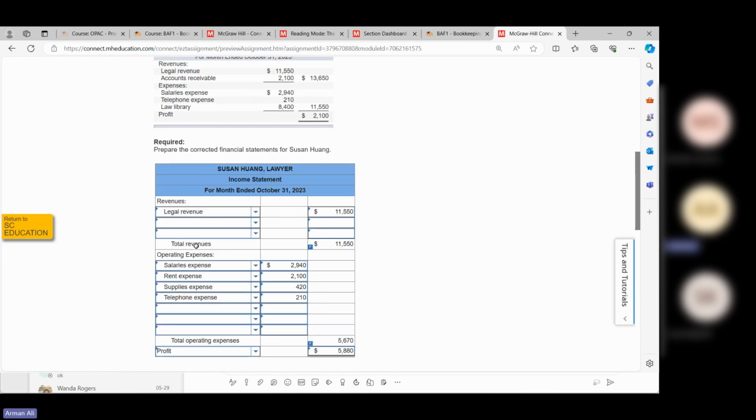And what else? This account receivable would not come in expenses. I will take salary expense, telephone expense, law library expense. I would take rent expense and I would take supplies expense. So the only two missing over here are supplies and rent. Account receivable would go. Account receivable removed; salary, rent, supplies, telephone, all items labeled expenses are coming here. And that is how your financial statement, the income statement, is prepared.